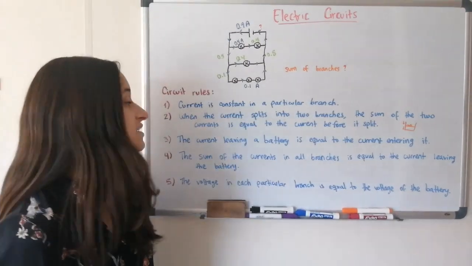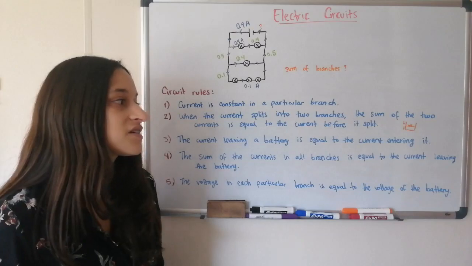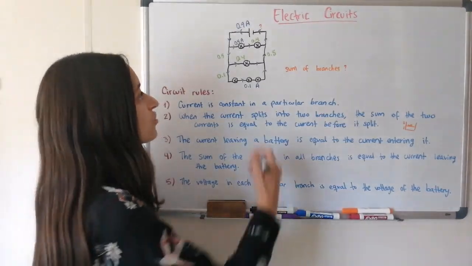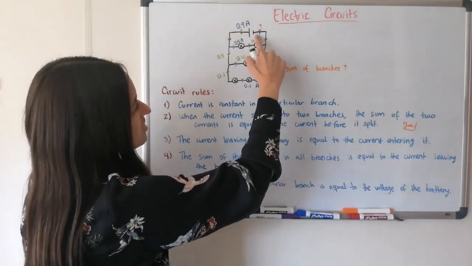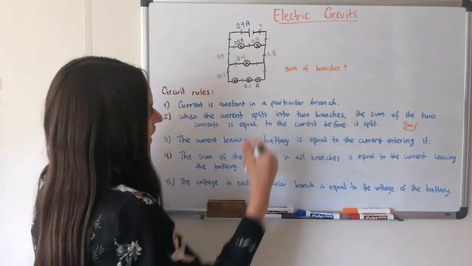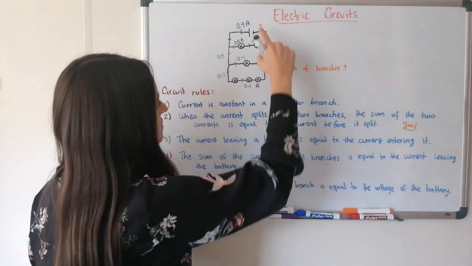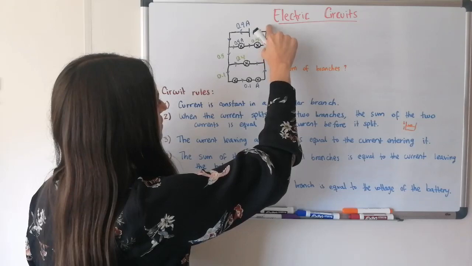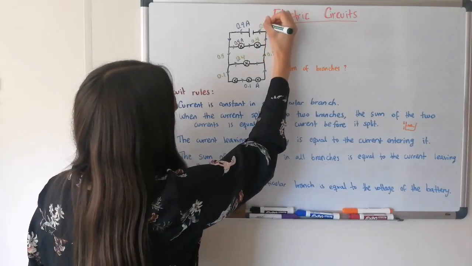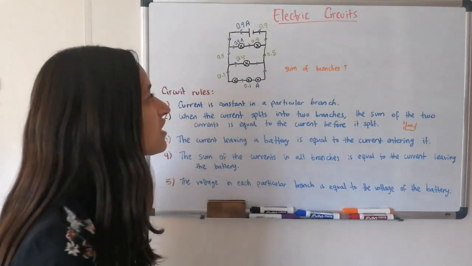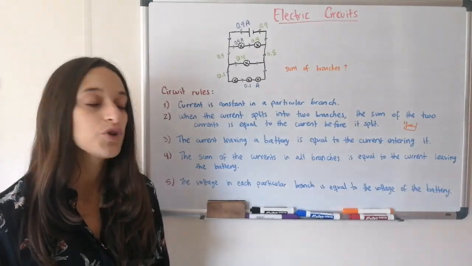The third rule says the current leaving a battery is equal to the current entering it. So the current leaving was 0.9. So that means that the current entering it, which is this last question mark that we have left, has to be the same. So if it's 0.9 to the left, it has to be 0.9 to the right. And that's it. We figured out all of the currents using the rules.